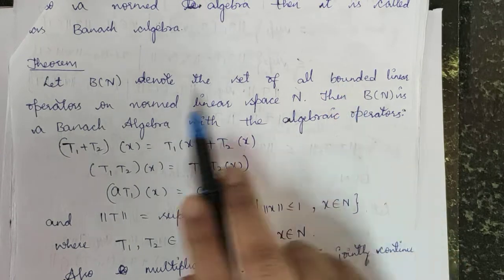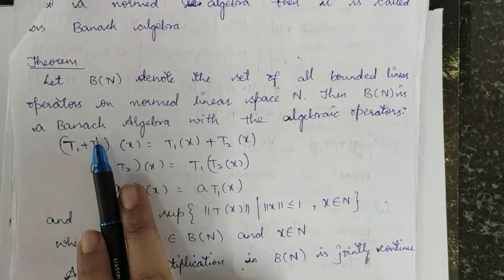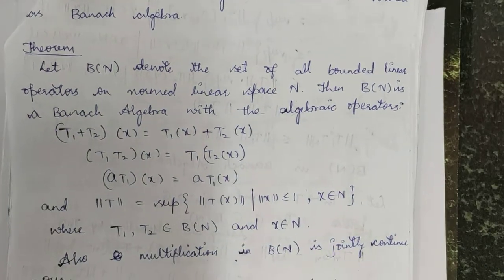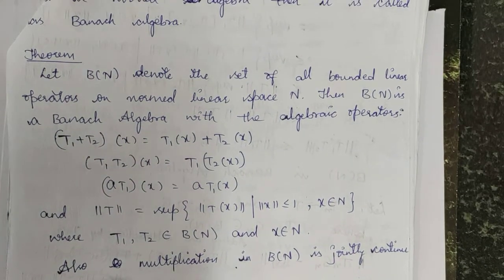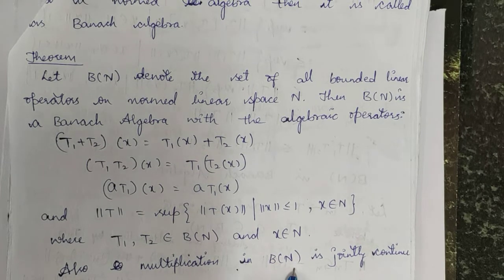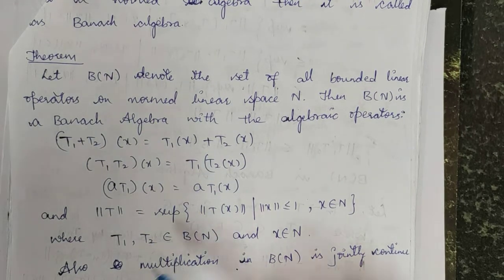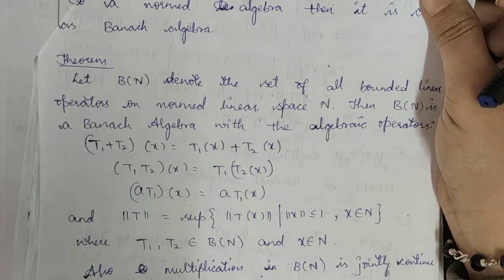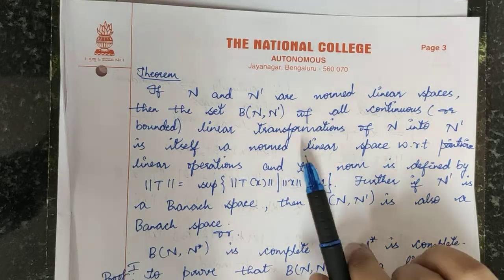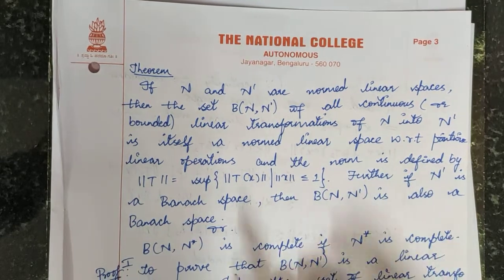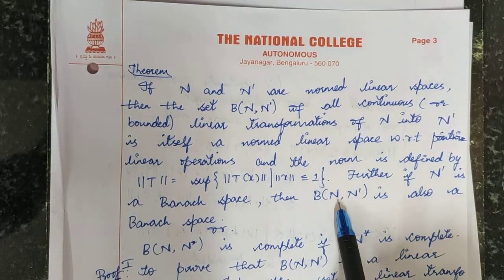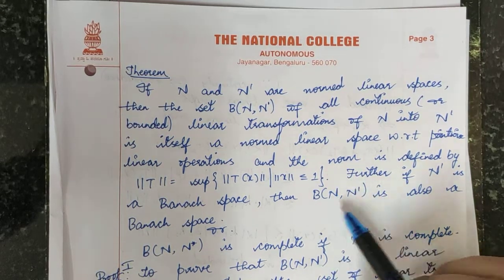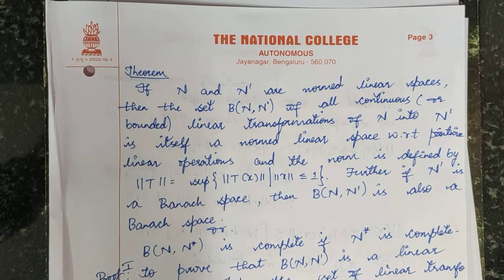First, what we have to prove is that this Banach space is a Banach algebra. We have to prove this first. And they have given one more thing to prove, that is also multiplication in B of n is jointly continuous. These two things we are supposed to prove. So first let's see how we can prove this theorem. According to the theorem which we have already proved, we know that B of n comma n prime is already a normed linear space, or it holds the property of linear mapping, right?